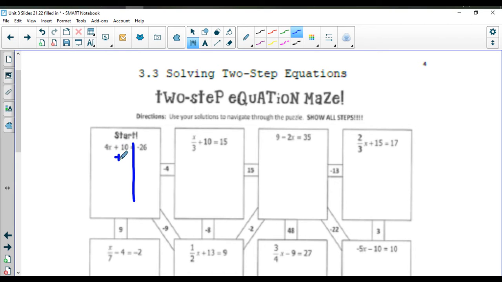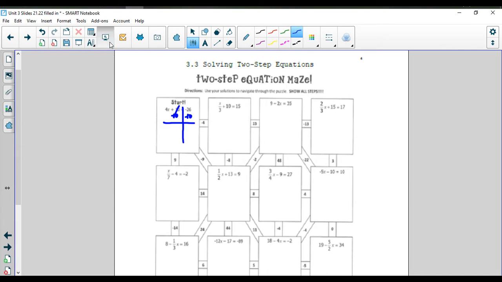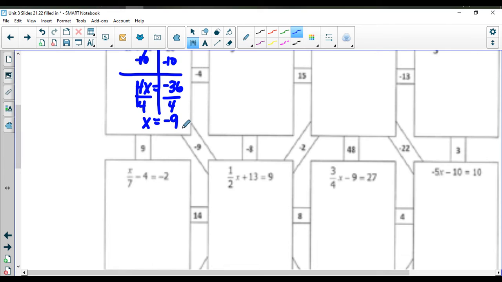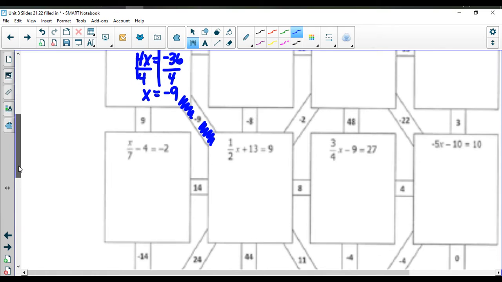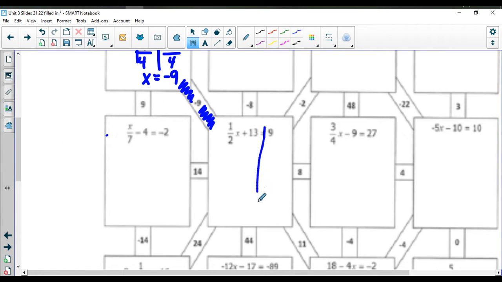So I'm going to go ahead and subtract 10 on both sides. I'm going to try and zoom in a little bit more here, see if this will make it easier for us to see. So if I subtract 10, I'm going to get 4x, and negative 26 and negative 10 is a negative 36. Divide by 4 on both sides to cancel out, and x is going to give me a negative 9. So looking at my options, it looks like that is going to direct me in this direction down here. So I'm going to go ahead, and in the next one, I have dropped my line down.